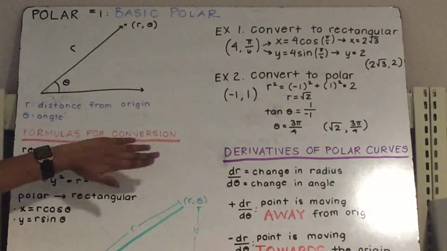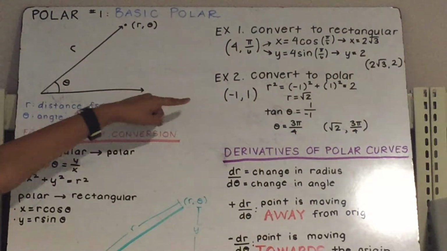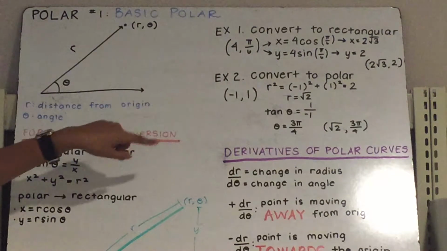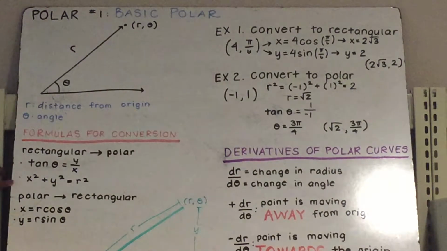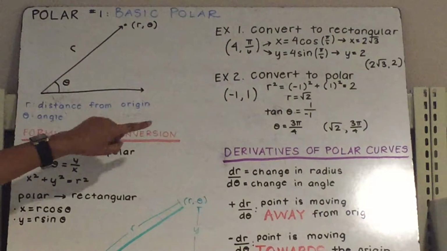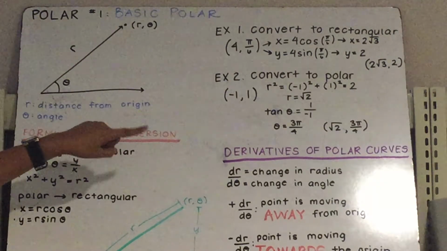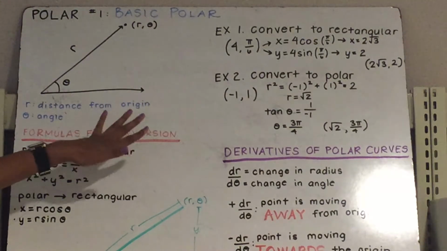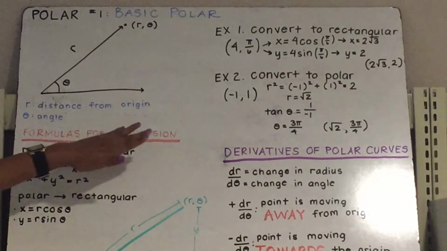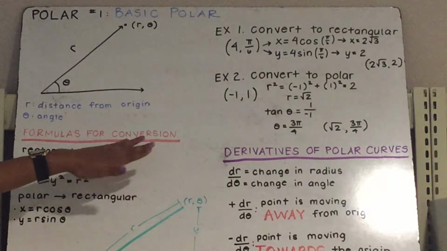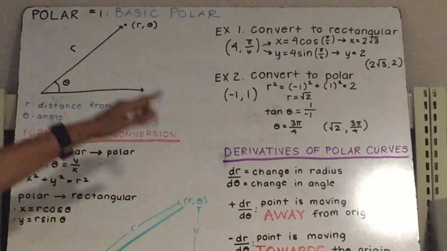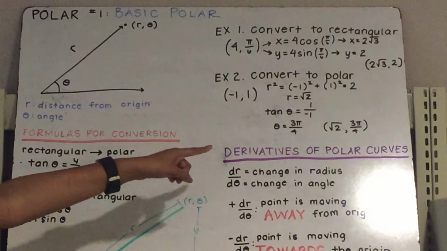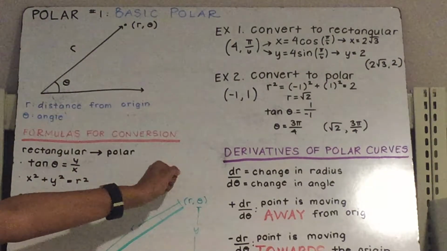If you're converting back to polar, like in example 2, you can see I've given you negative 1 comma 1. So you want to use r squared equals x squared plus y squared, and tan theta equals y over x. If you're solving for r, you put in x and y, and you get r equals root 2. And if you're solving for tan of theta, you get negative 1. And if you found the angle for tan of negative 1, that will come out to 3 pi over 4. So your polar coordinate would look like this: root 2 comma 3 pi over 4.